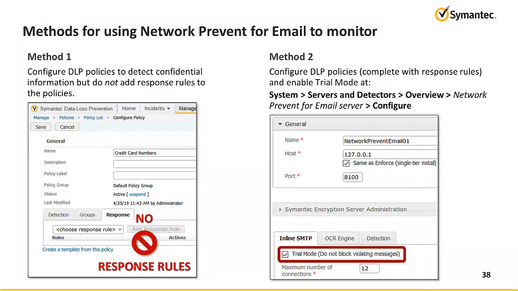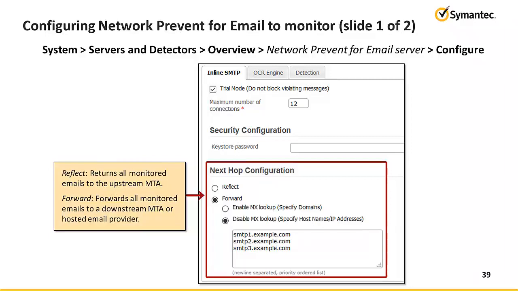To enable trial mode, in the Enforce Administration console, navigate to System, Servers and Detectors, Overview, and then click the Network Prevent for Email server. Click Configure, and in the Inline SMTP tab, select Trial Mode. Note that Network Prevent for Email cannot monitor encrypted SMTP traffic. Therefore, you must configure your Mail Transfer Agent (MTA) server to pass unencrypted SMTP traffic to the Network Prevent for Email server.